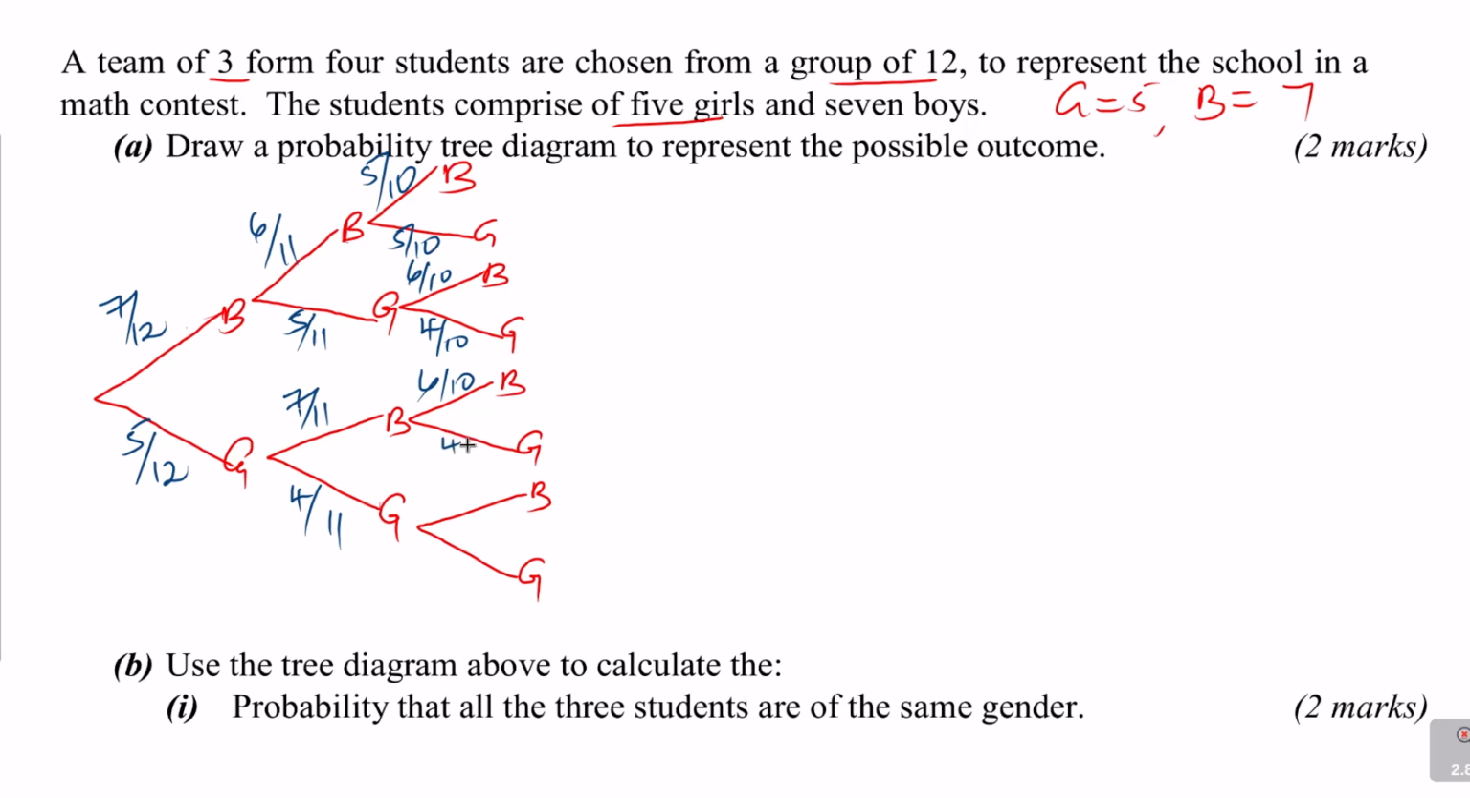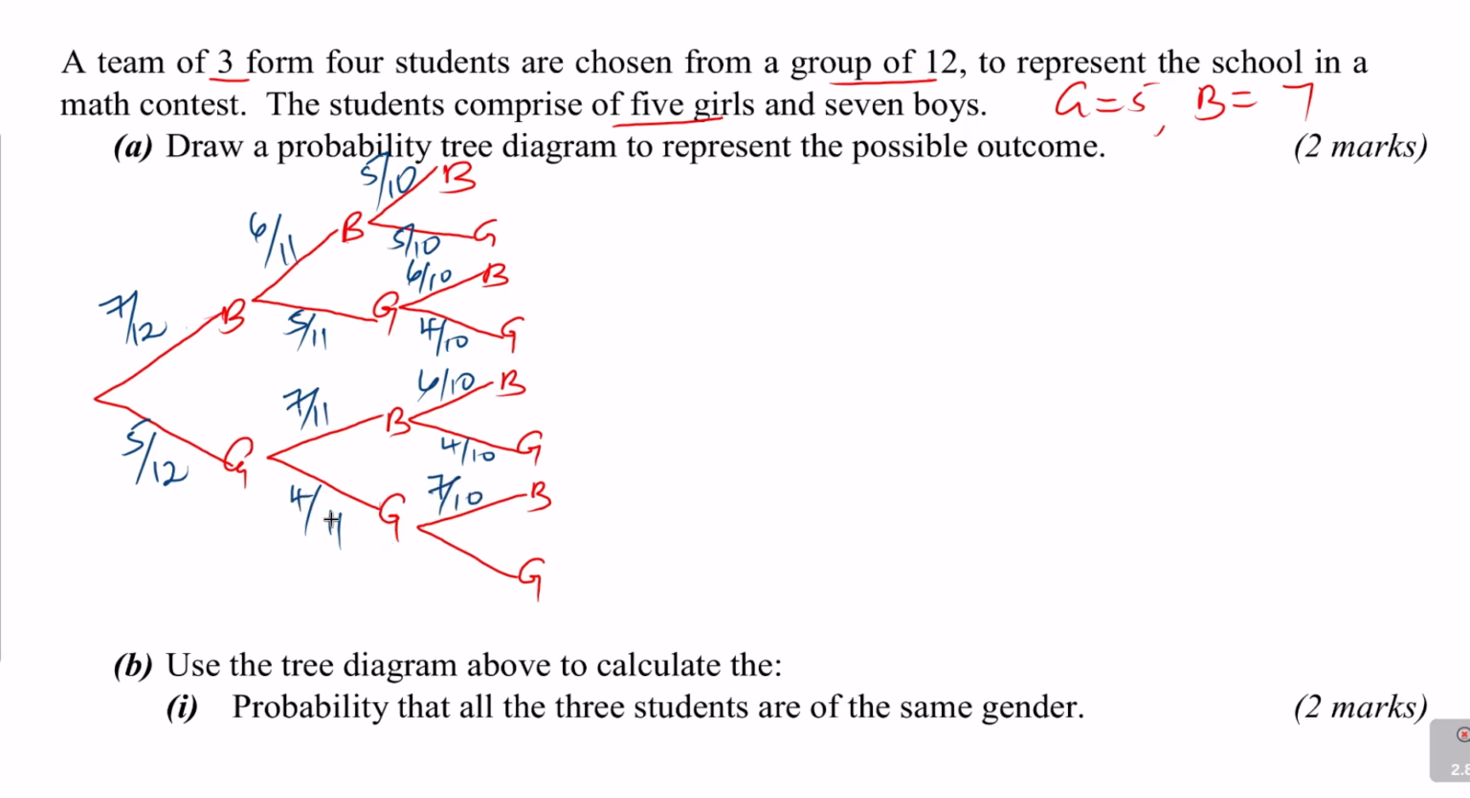This will be 4 over 10. The next branch, we have a boy. You're picking a boy. So the boys will remain to be the same from the second branch. So you're here where we have the girls. So when you're picking the boy, boys will not change. So be 7 divided by 10.